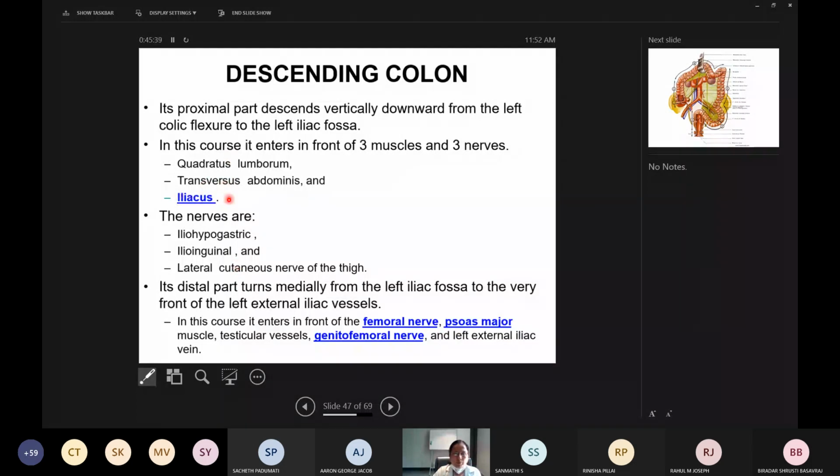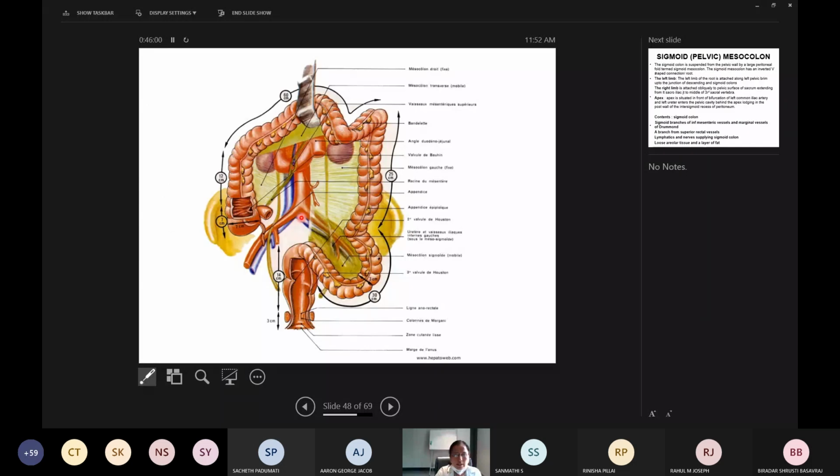It has the same relations as the ascending colon. Behind it is related to the iliopsoas, the quadratus lumborum and the transversus abdominis muscle, and it is related to the iliohypogastric and ilioinguinal nerves and the lateral cutaneous nerve of the thigh. Just like the posterior abdominal wall, whatever nerves and vessels are there, the same relations you have to mention for the ascending colon and the descending colon. So this is how your large intestine is.